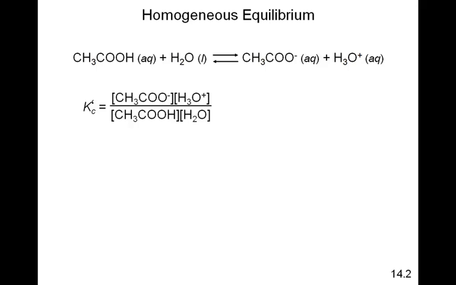Homogeneous equilibrium. Homogeneous equilibrium is equilibrium in which we have all the substances in the same phase. K sub C prime is equal to the concentration of CH3COO minus raised to its power, which is the first power, because the coefficient is 1, times the H3O plus concentration raised to its power, over the CH3COOH concentration times the H2O concentration, all of which are raised to their powers.